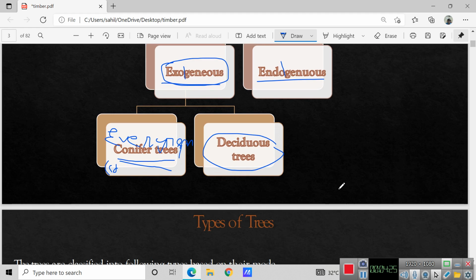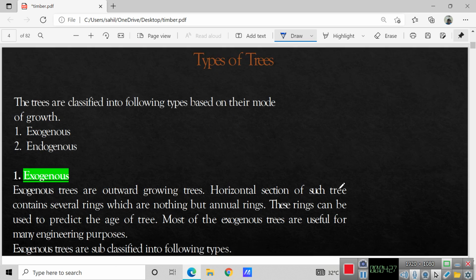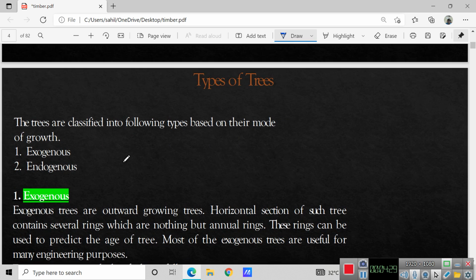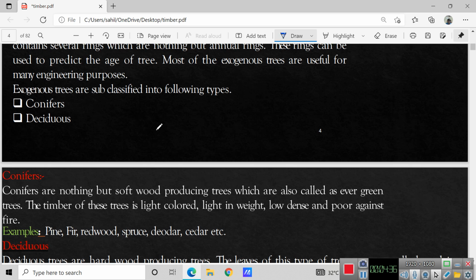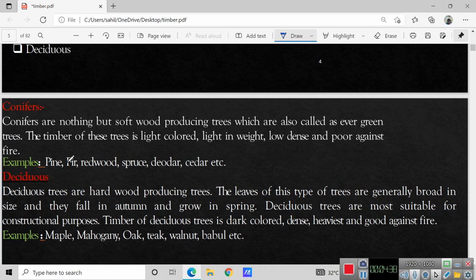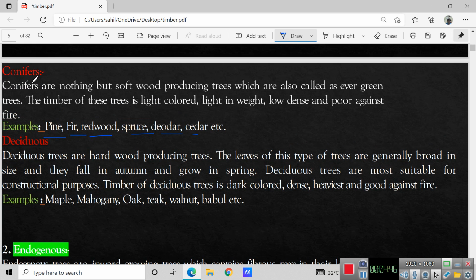Okay, now moving on to the next slide. Here the description of exogenous and endogenous trees is given, which I have just mentioned earlier. You can see the examples of coniferous trees are pine, fir, redwood, spruce, deodar, cedar, etc. And in most cases, coniferous trees are found in hilly areas.